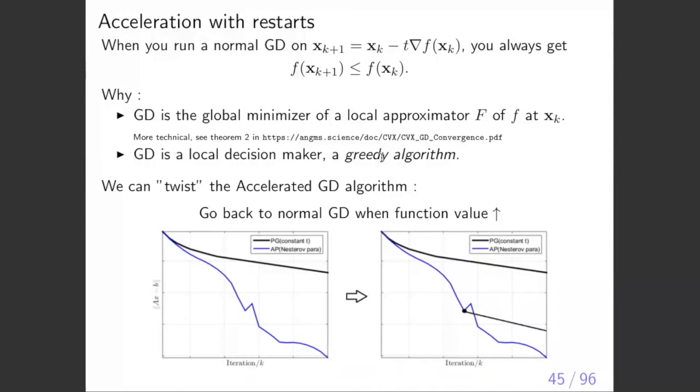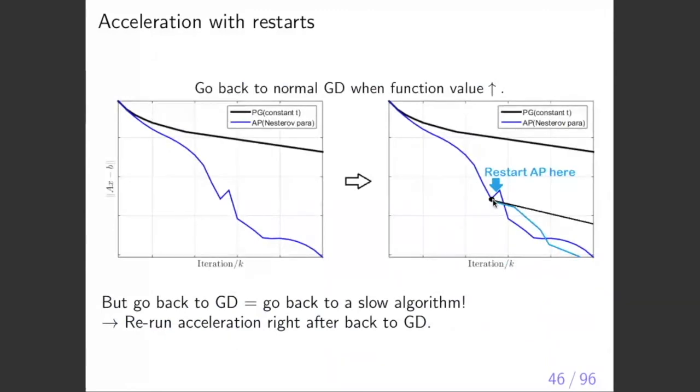But here's the thing. You can do something like this. At this point, when you go up, you abandon the acceleration. That is, go back to normal gradient when you see the function will go up. That means here you run the gradient, then you will go down. Then here is the idea. At this point, you stop accelerated gradient for one iteration, and then after that, you restart the acceleration again. So this is called restart.